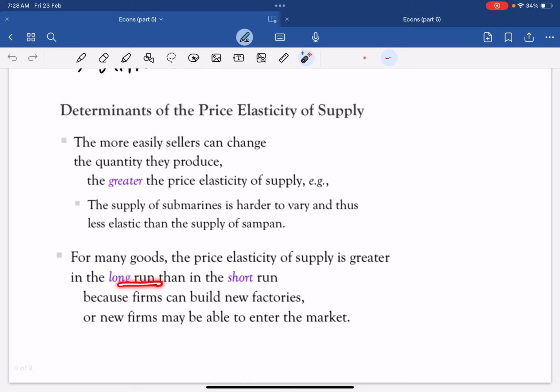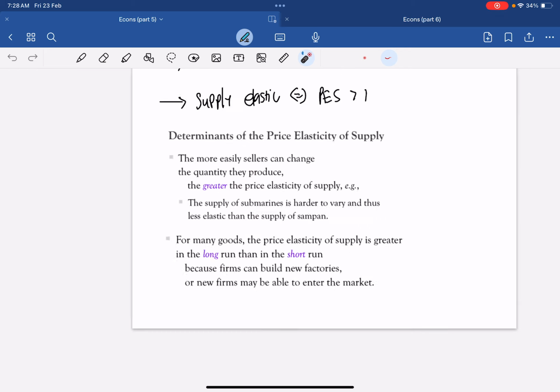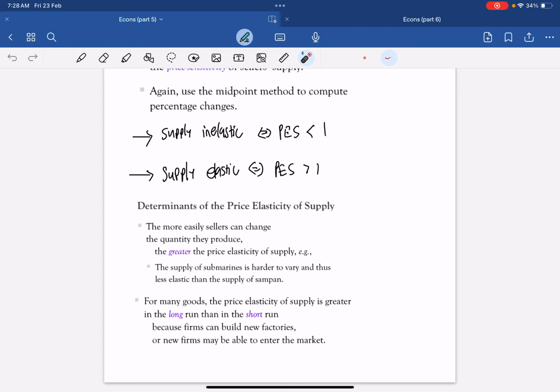Another one is the long run and short run. Of course, in the long run, firms can build more factories, they have technological improvements, or more firms can enter the market, so the supply will increase more once more firms are in the market. Once the firms become more technologically advanced, then they can change the supply any way they want. So in the long run, your price elasticity of supply will always be greater in value.